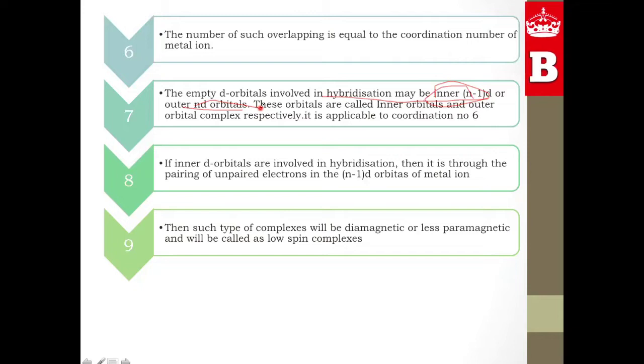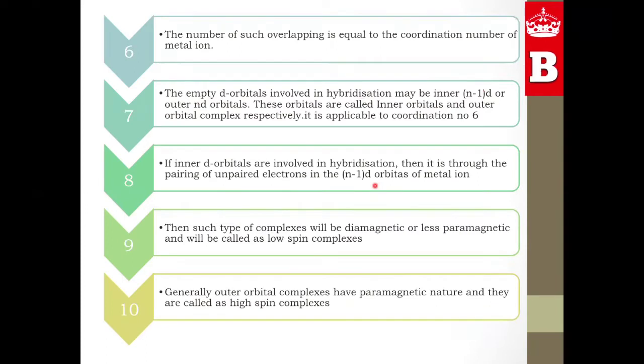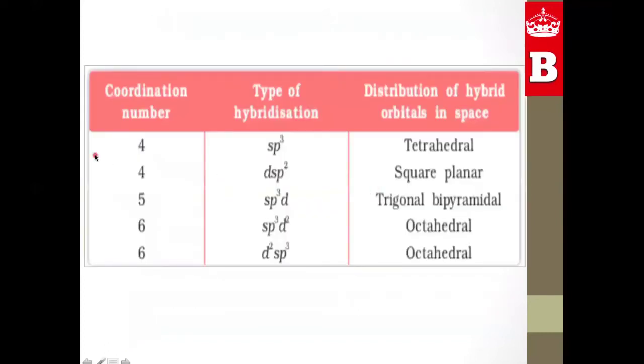Each one having the inner orbital participation, that is n-1 participation, will be considered diamagnetic or paramagnetic, and it will always be called a low spin complex. The next point is that generally outer orbital complexes are paramagnetic, while inner orbital complexes are commonly diamagnetic. This is the fact.